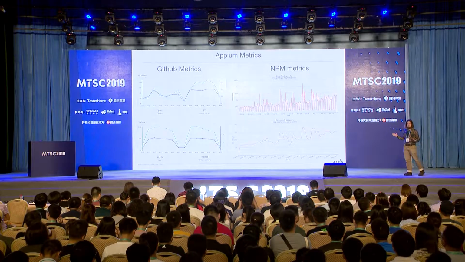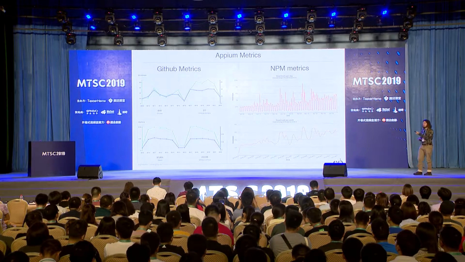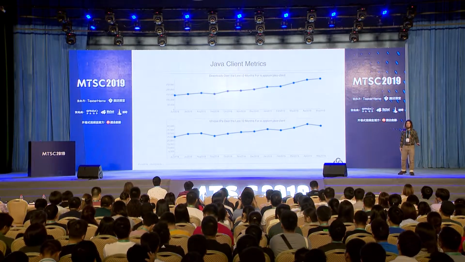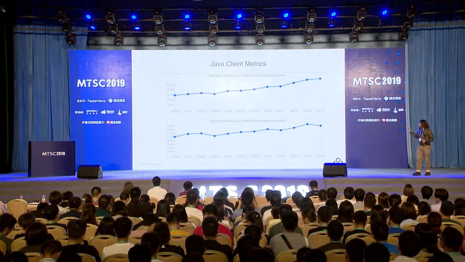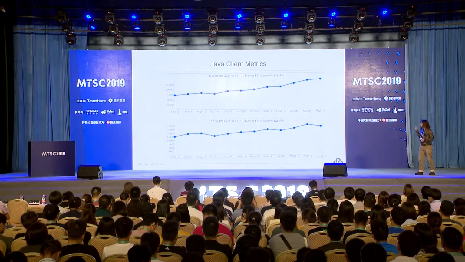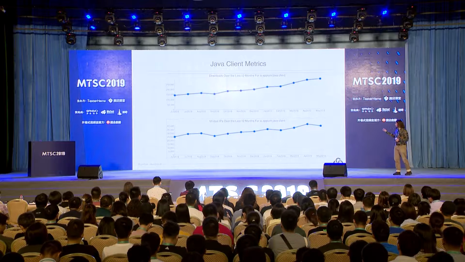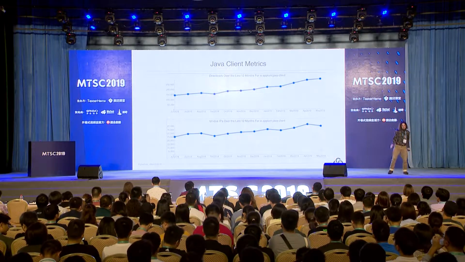So rather than just looking at Appium itself, we can also make some guesses by looking at the Appium clients. So here's the Java client, by far the most popular language that Appium is used in. And we can see that the downloads are steadily going up. It's unique IPs and also total downloads. And this is actually really great. The graph is spread out, so it looks like a pretty low line.